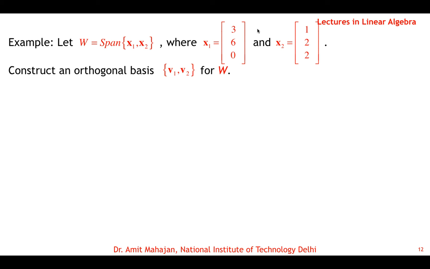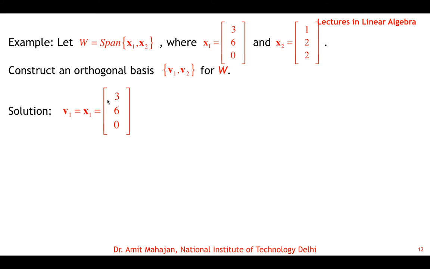Clearly you can see that these two vectors are independent, and they are not orthogonal. If you calculate x1 dot x2, the dot product is non-zero, so they are not orthogonal. So x1, x2 forms a basis for W, but not an orthogonal basis. Now, to construct an orthogonal basis, you choose the first vector x1 as v1. So we simply write v1 as x1, that means 360.